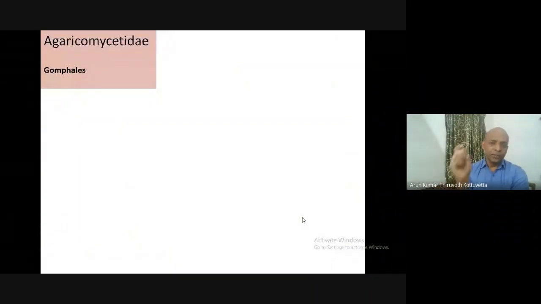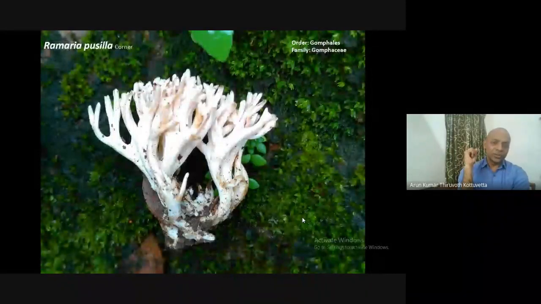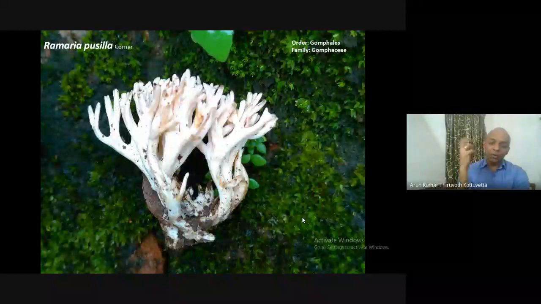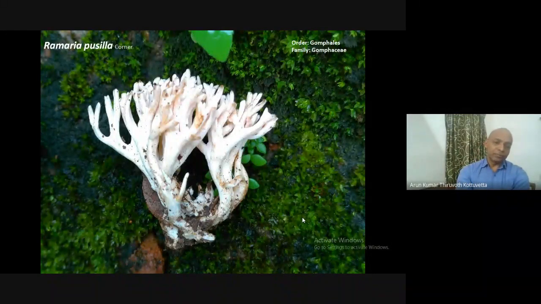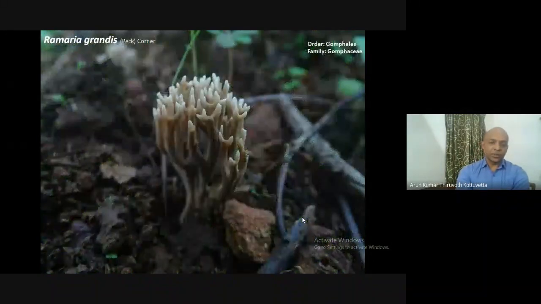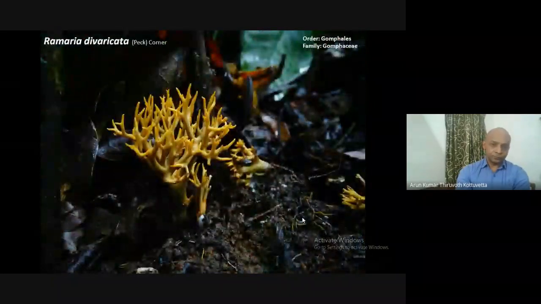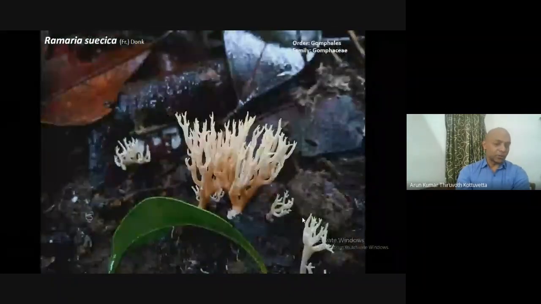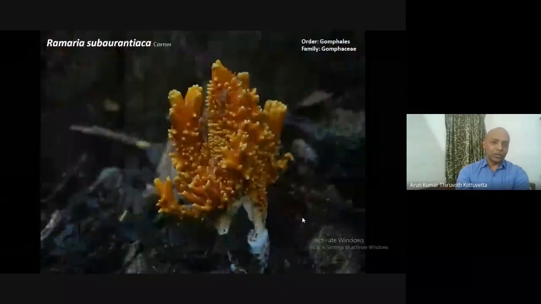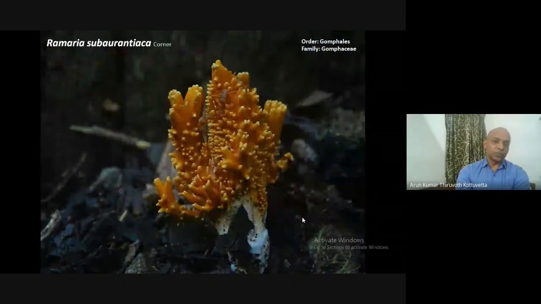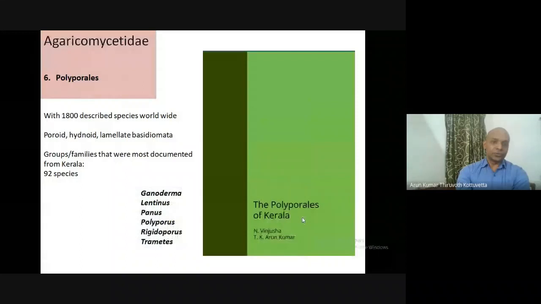Okay. Then we have the Gomphales. The Gomphales members again produce spatulate-shaped or else coral-shaped fruit bodies. Ramaria pusilla, then another species of Ramaria. Several Ramaria species have been reported from Kerala. So these are all the Ramaria species that we have, which belong to the Gomphales. Of course, we also have a new species of Gomphus, which is with a journal and will be published soon.